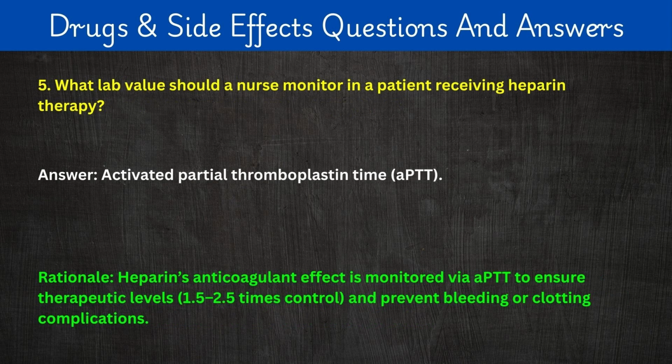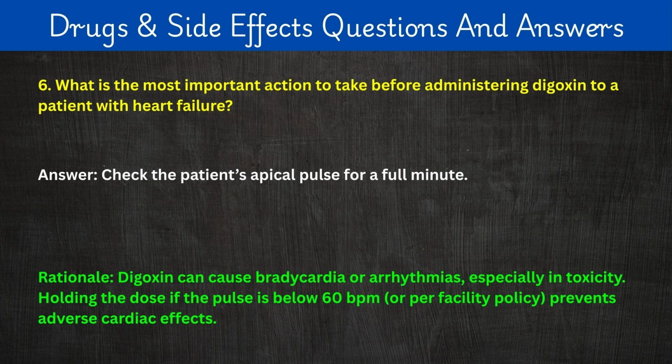5. What lab value should a nurse monitor in a patient receiving heparin therapy? Answer: activated partial thromboplastin time, aPTT. Rationale: heparin's anticoagulant effect is monitored via aPTT to ensure therapeutic levels, 1.5 to 2.5 times control, and prevent bleeding or clotting complications.